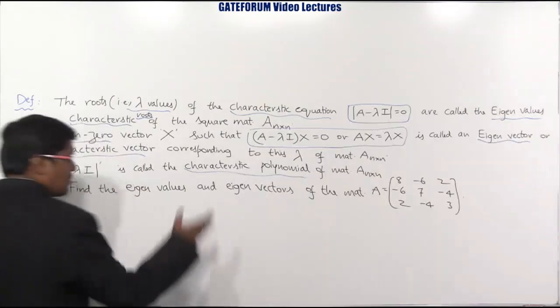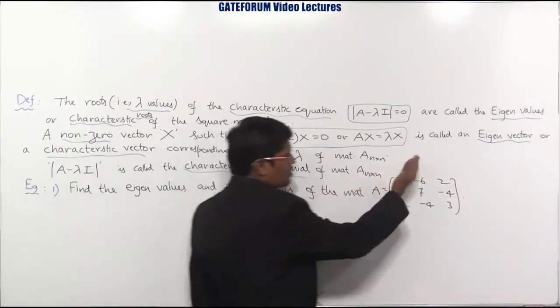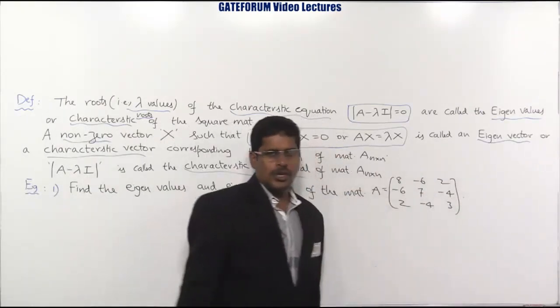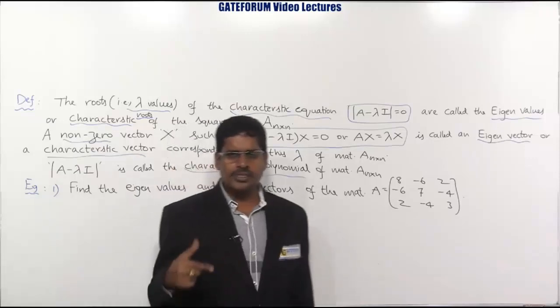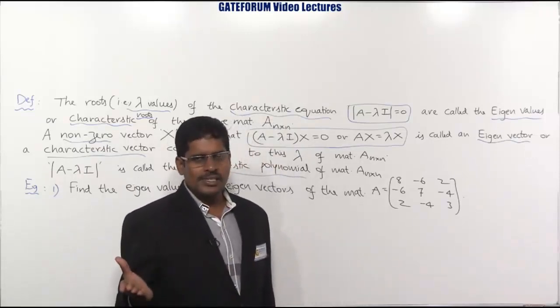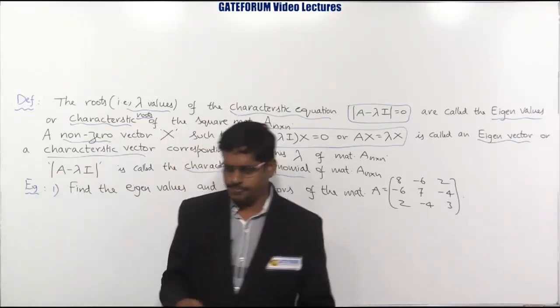That matrix is a symmetric matrix. First row equal to first column, second row equal to second column, third row equal to third column. So how do you identify a symmetric matrix? Row elements equal to corresponding elements in the column.